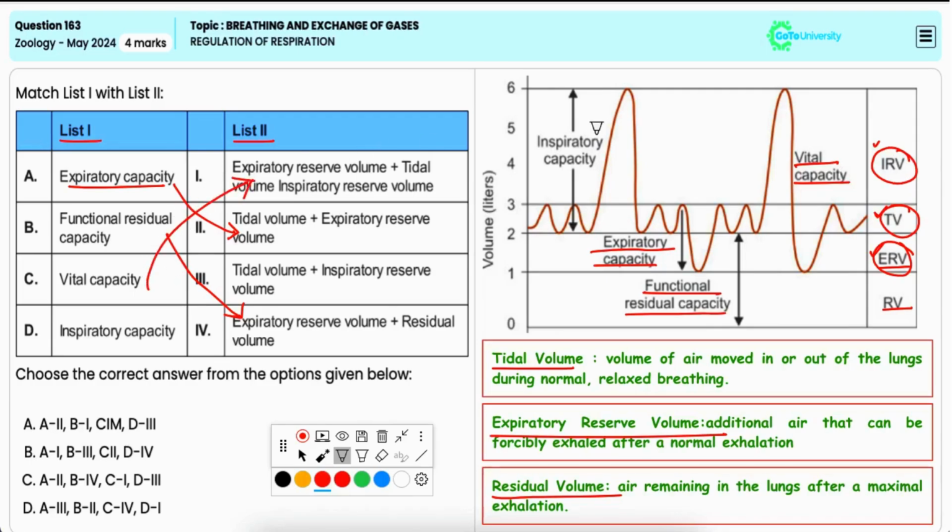And inspiratory capacity, that is IC, is equal to TV plus IRV. Thus, D matches with 3. Hence, the correct answer is option C.